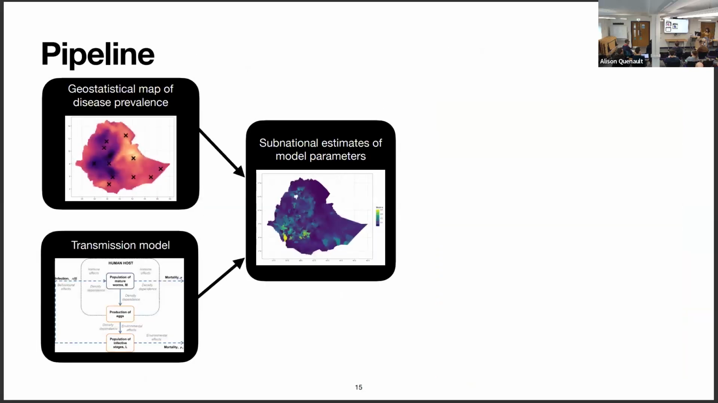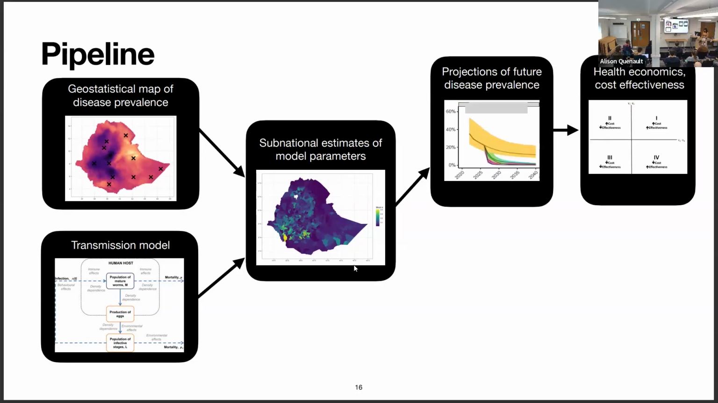And so I'll just go through the pipeline of the framework that we're working with in the consortium. We take a geostatistical map of disease prevalence and combine this with a transmission model that tells us how the disease is spread. We combine these things to get fine scale estimates of the model parameters. So this is just an example of Ethiopia for one of these diseases.